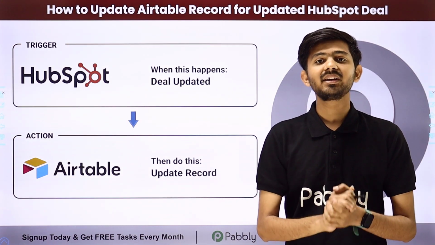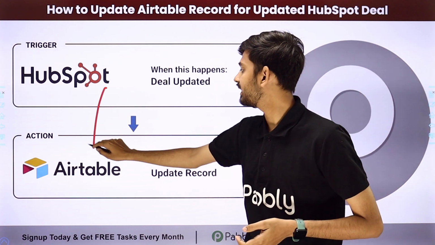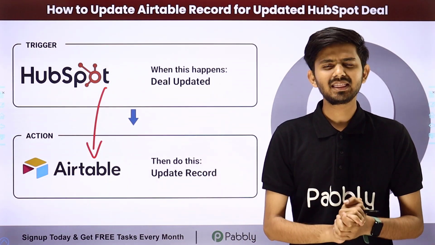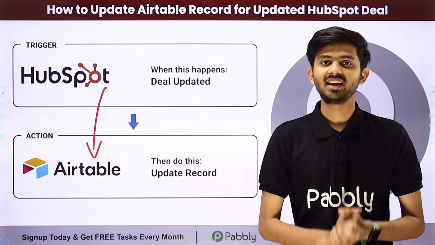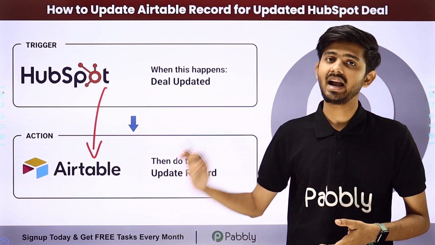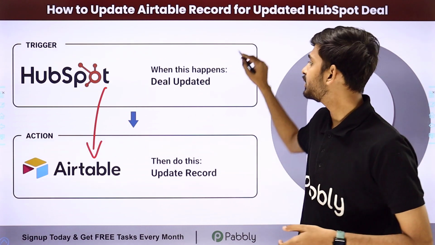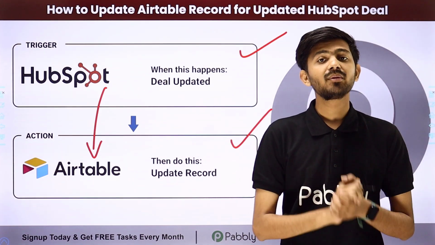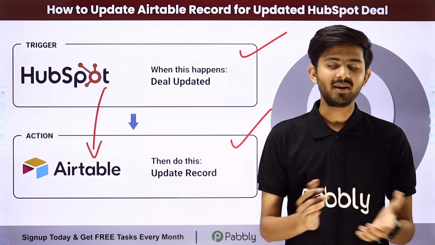For that I have to build a simple connection between HubSpot and Airtable. For building this connection, I'm going to use Pabbly Connect, which is an amazing software automation and integration. In Pabbly Connect, I have to use trigger and action. In trigger application, I'm going to use HubSpot. In action application, I'm going to use Airtable. So how am I going to build this connection? For that, let me take you to my computer screen.